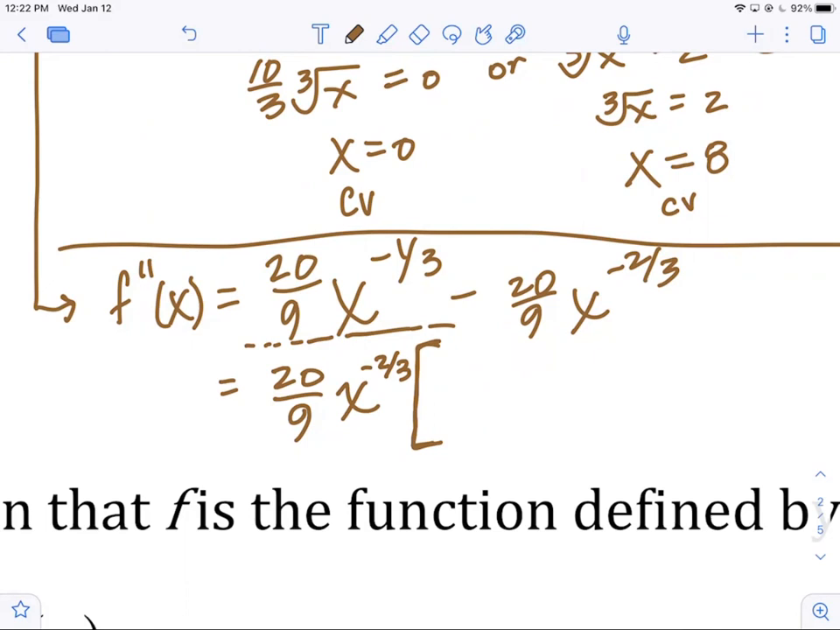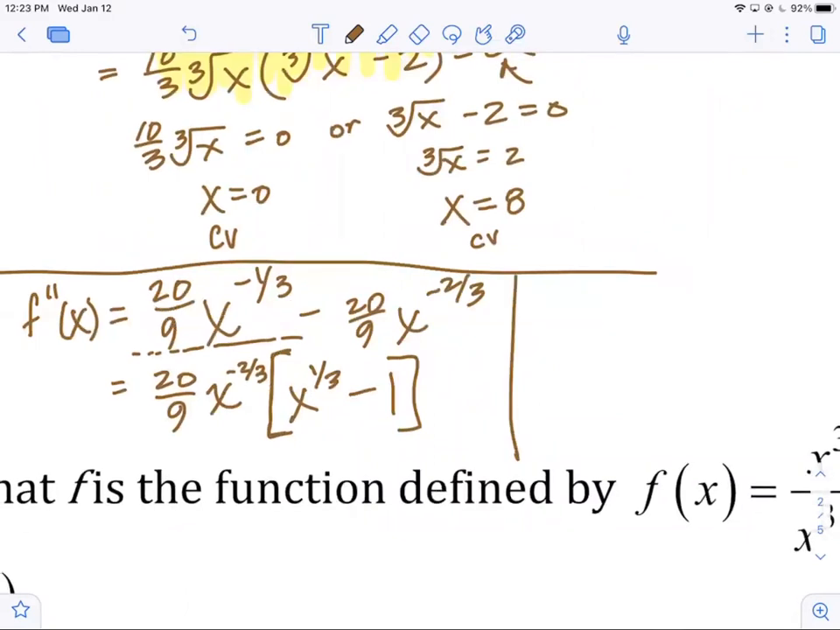This is where you've got to be very mindful because there are so many negatives, right? -1/3 minus -2/3 is really -1/3 plus 2/3, which gives us what? 1/3. Good. So that's the first exponent. Minus the other one, we take the whole thing out, and we're left with just 1.